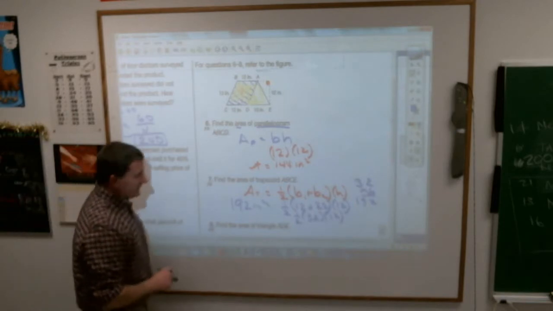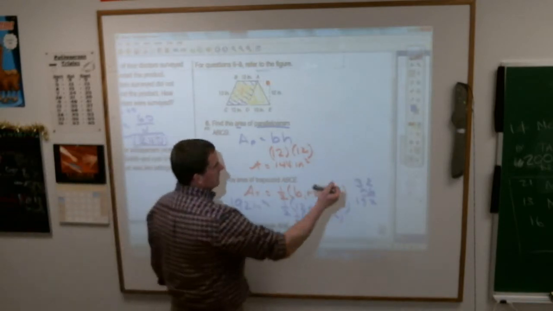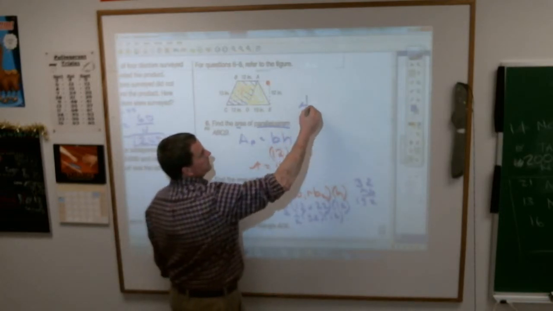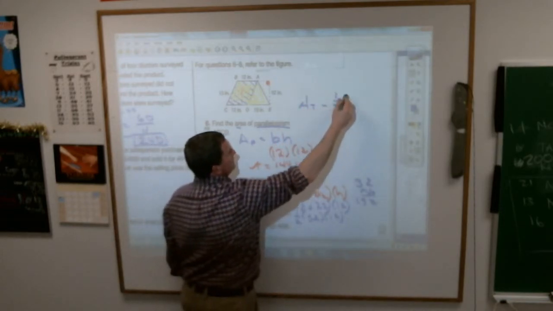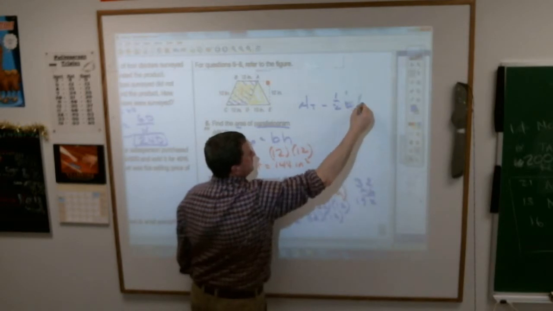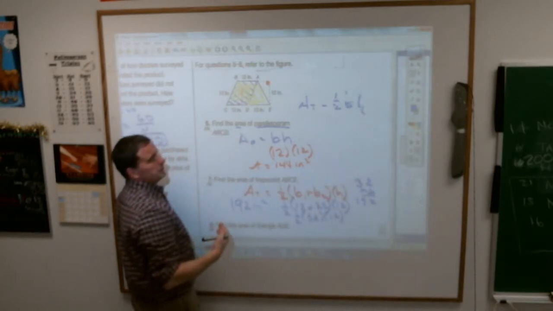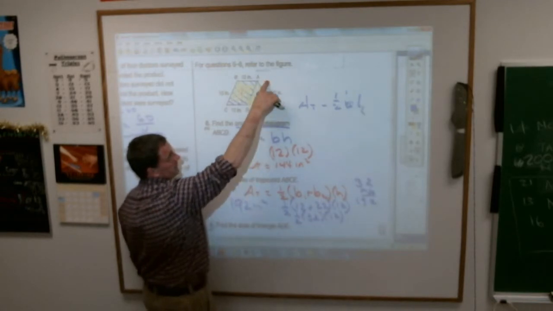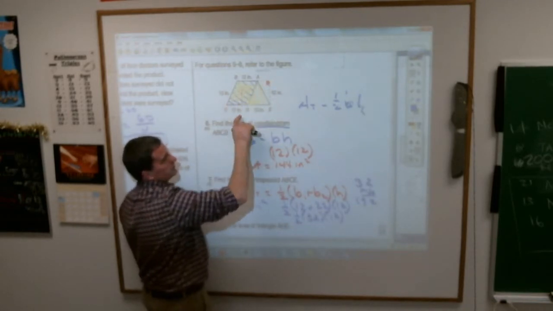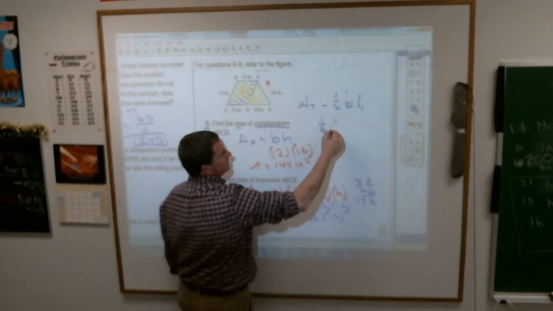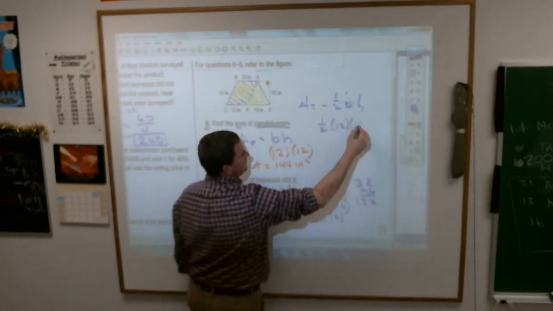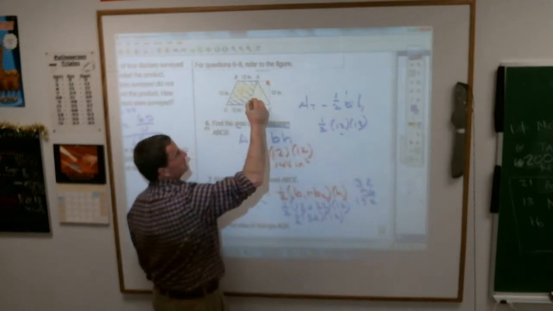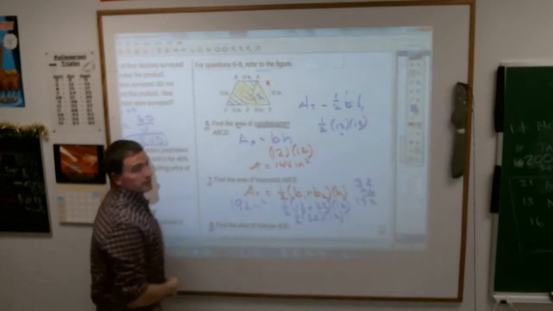And then we might as well do 8 while they're talking about it. 8 asks for the area of a triangle, and the area of a triangle is just 1/2 base times height. And again, those need to be perpendicular. So here's your height again. Height is 12, base is 12. 1/2 of 12 times 12. Half of 12 is 6. 6 times 12 is 72 for the area of your triangle.